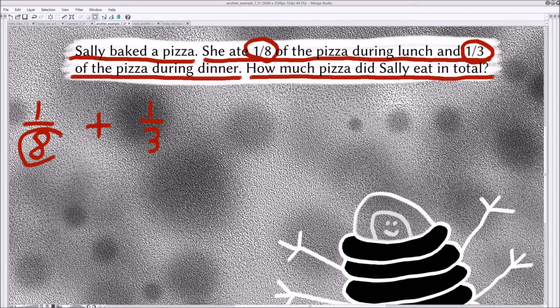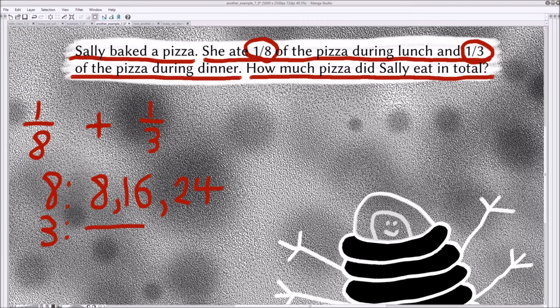Okay, so remember, we need to get common denominators, and right now they're different. One's 3 and one's 8. So we can do this by first listing off our multiples of 8 and our multiples of 3. So our first multiple of 8 is 8, because 1 times 8 is 8. 2 times 8 is 16. 3 times 8 is 24. And we'll stop right there.